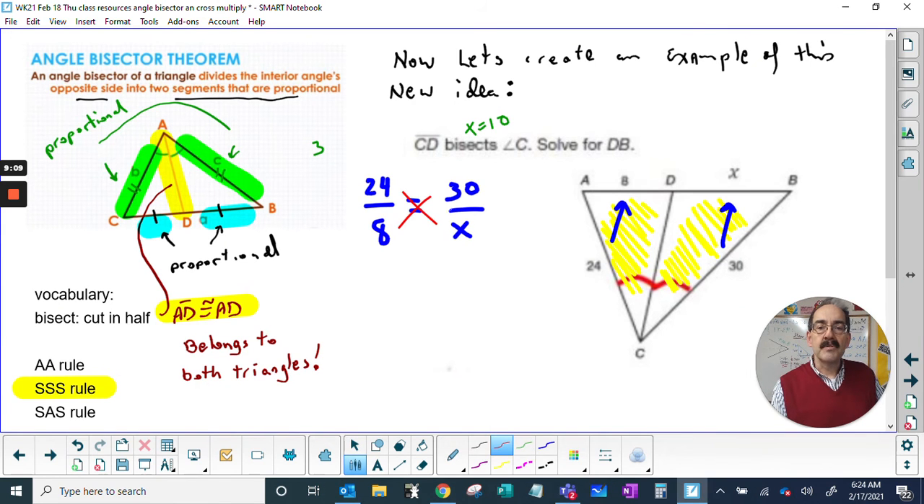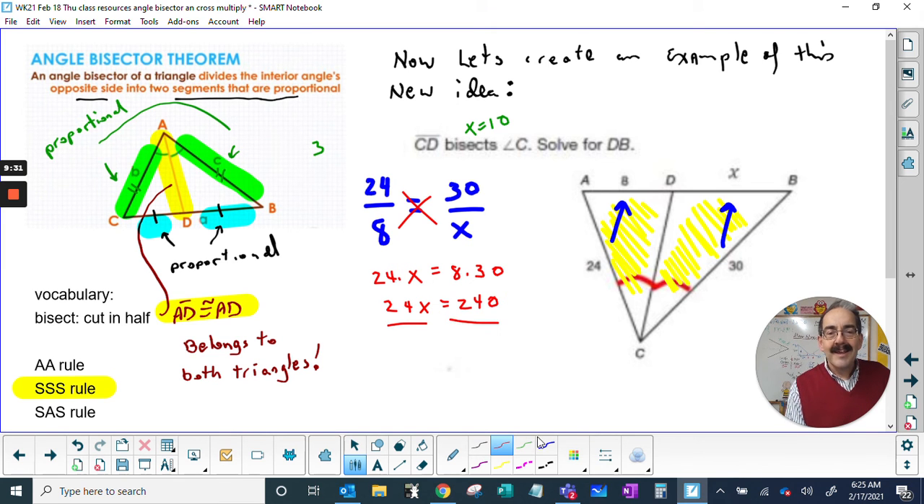So 24 times X gives us 24 X's. 8 times 30 gives us 240. So 24X equals 240. What's the opposite? What's the opposite of multiply? There's a little dot right here. Opposite of multiply is divide. Okay? Divide both sides. And lo and behold, we win.